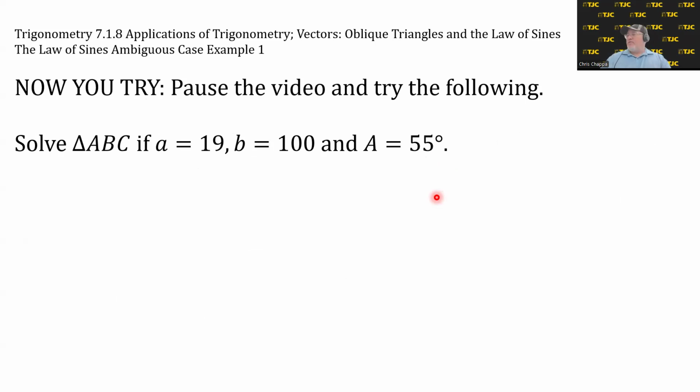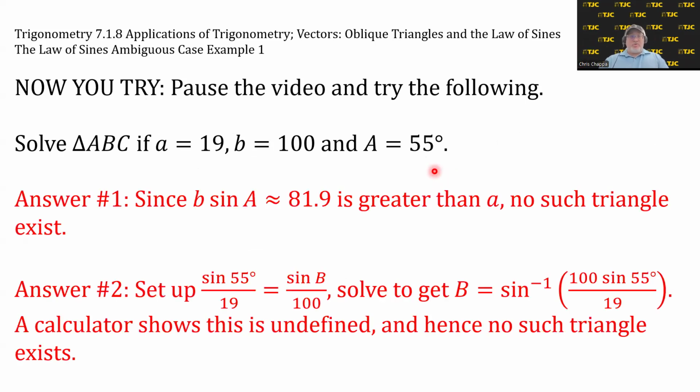Here's your warning if you haven't paused the video yet. Solutions in 3, 2, and 1. There's actually two answers. Number one, we can figure out b sine of A and get about 81.9, which is greater than a. So our list of conclusions says no such triangle exists. Or, more preferably, we can jump directly into the law of sines. Sine of 55 over 19 equals sine of B over 100. Solve to get B is sine inverse of 100 sine of 55 degrees over 19. And your calculator will say undefined, no such triangle exists.